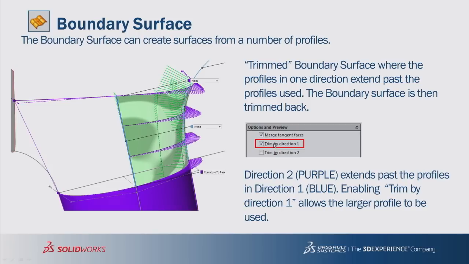If you use this little button, Trim by Direction 1, what it's going to do is actually not use any of this information over here. So even though this profile is this long and this profile is this long, it's only going to add surface material between this profile and a profile I have over here.